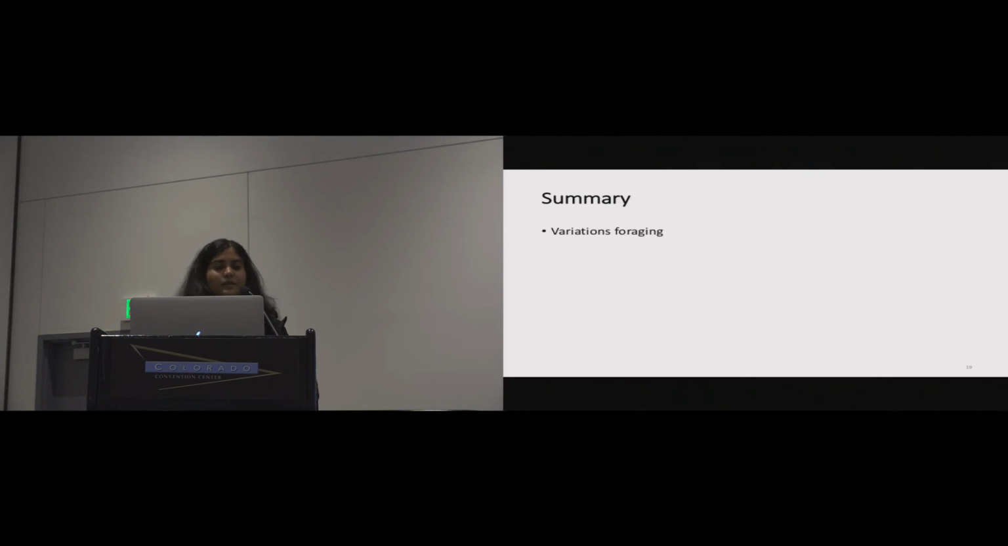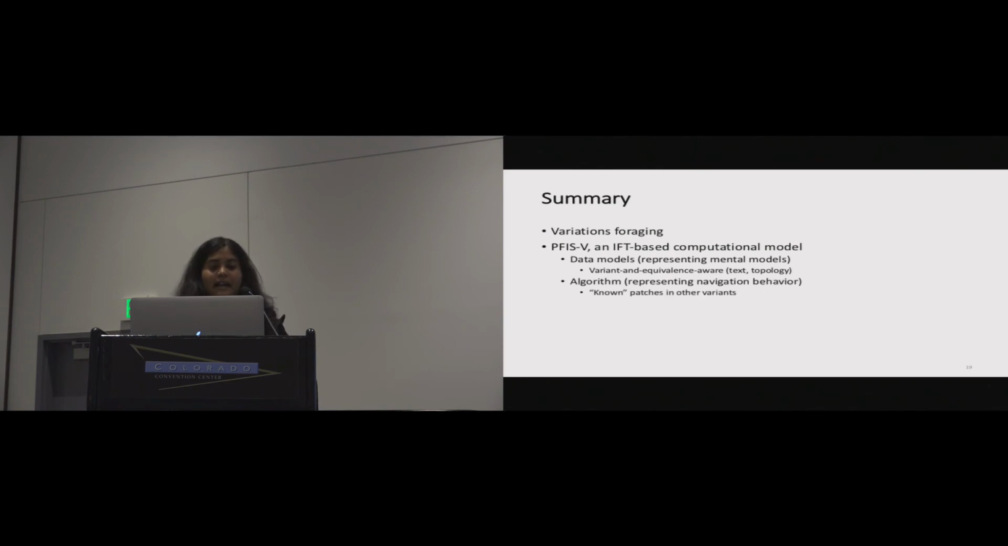In summary, we spoke about variations foraging and how it is a problem in exploratory programming. We spoke about how IFT could help and built a computational model to help us understand programmers' variations foraging. We spoke about the different data models and the best data model, and the algorithm, and how the notion of known patches differs from the single variant situation to a multiple variant situation. And finally, the need for non-lexical cues in IFT-based modeling, or generally when we're talking about variations foraging. And I'm done.